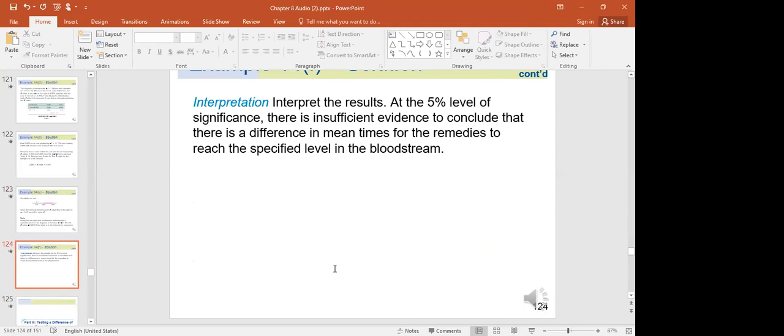As we do not reject H0, it means there is not enough evidence to reject the claim that there is no difference between the drugs. At the 5% level of significance, there is insufficient evidence to conclude that there is a difference in mean times for the remedies to reach the specified level in the bloodstream.